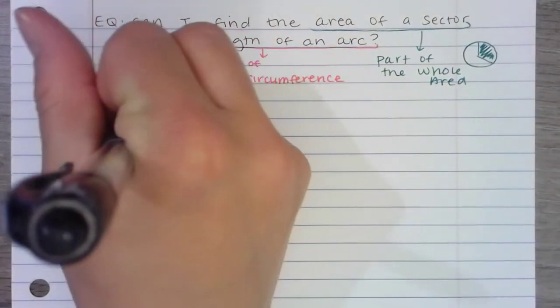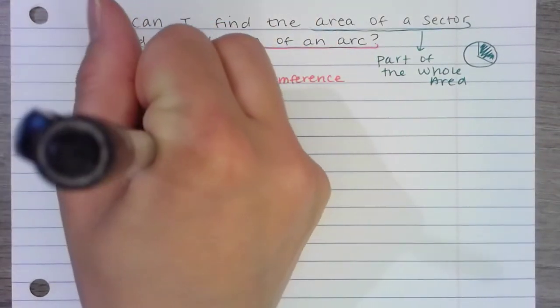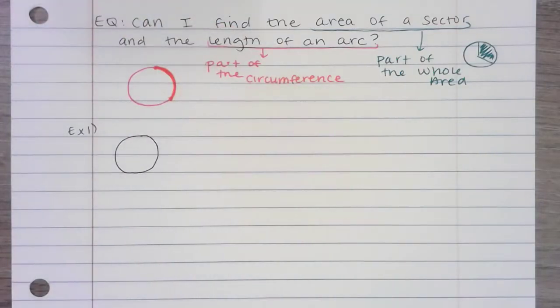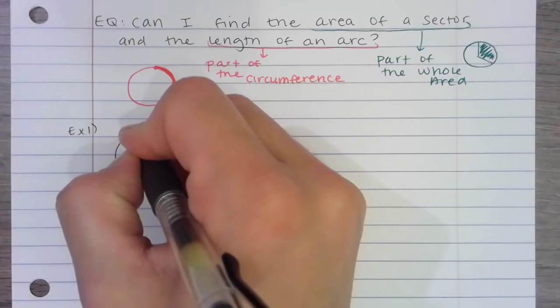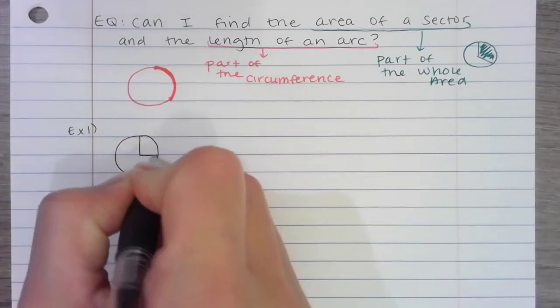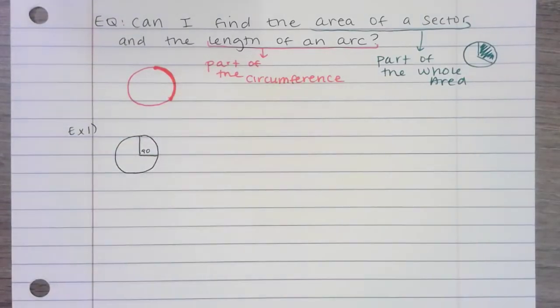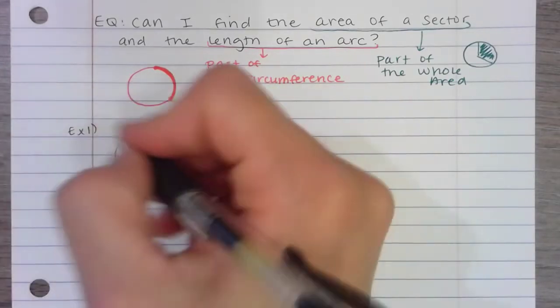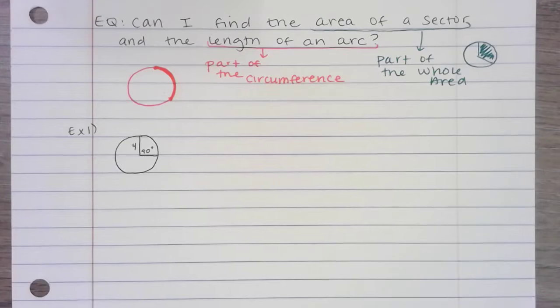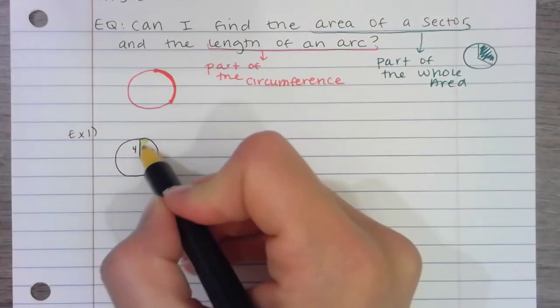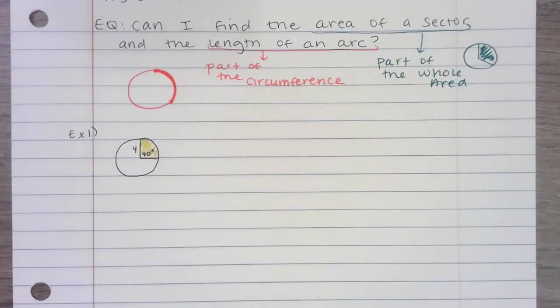Draw yourself a circle to the best you can. Hey, I've drawn worse. Nice. Okay, so when we're looking at a sector, that is a chunk. Let's do a 90-degree sector. So we've got 90 degrees there. Let's make our radius, so I don't know, 4. And I want us to find the area of that right there.